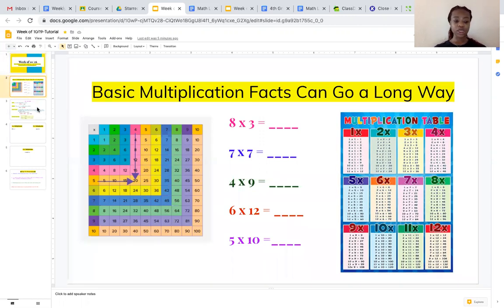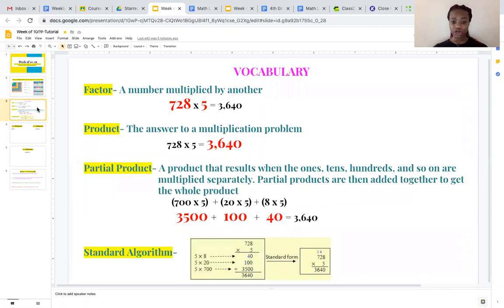So today I want us to start by going over some vocabulary and really making sure that we understand and we're clear about what the terms and the words that we're going to be hearing throughout the week and even far beyond mean, so that we're able to use them appropriately when we're working through and solving multiplication problems.